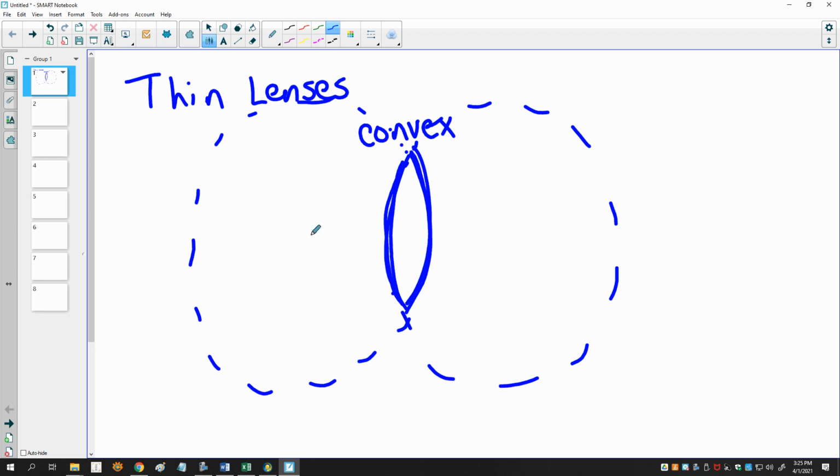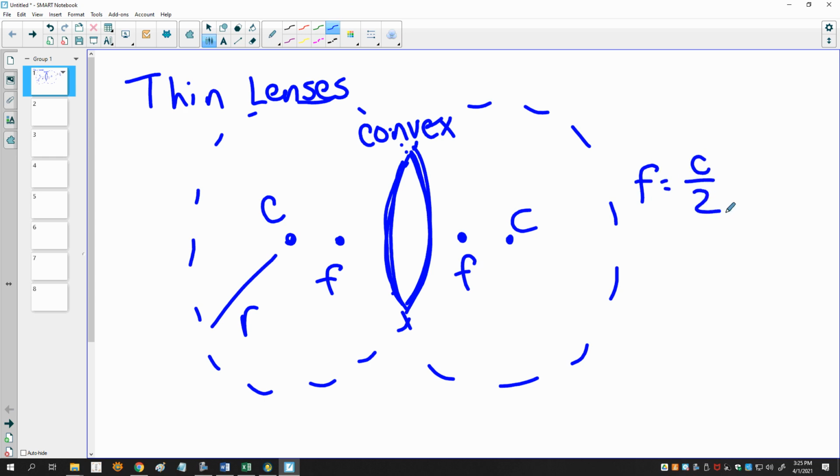We use a couple of things to define them. First is the center of curvature, I'll call that C, and then there's a center of curvature over here. That's actually the radius of the sphere from which it was cut. And then there's also the focal point, and the focal point is here. These are the focal points. The focal point is equal to 1/2 of the center of curvature. The focal point is also where parallel light rays are focused.